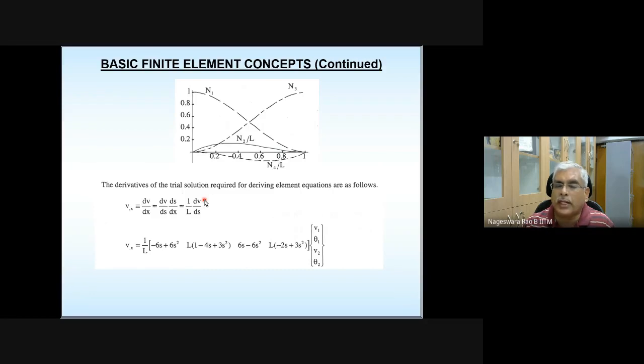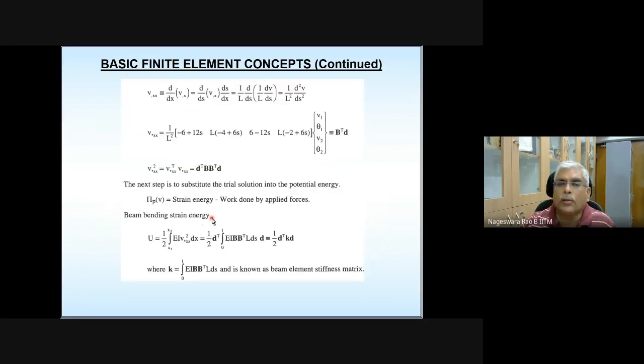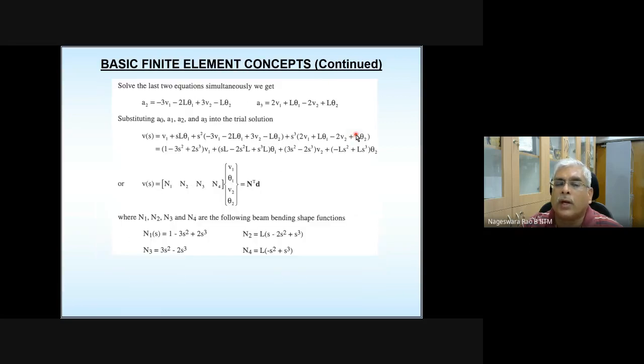We'll see more details in tomorrow's class. Taking it 2 times, this is what it looks like, and the second derivative is written as B transpose D. Anyway, I don't want to rush all these things now, so we'll see in tomorrow's class. Whatever we covered, if you have any questions, go through it, and we can get clarifications in tomorrow's class. Okay, thank you.